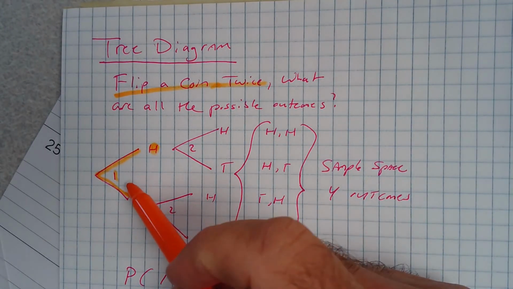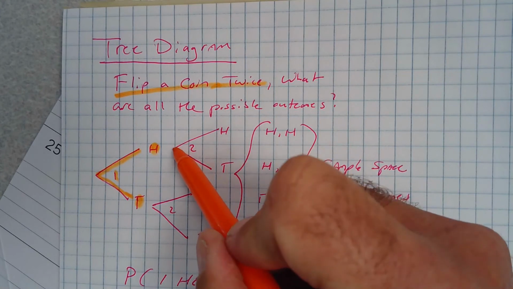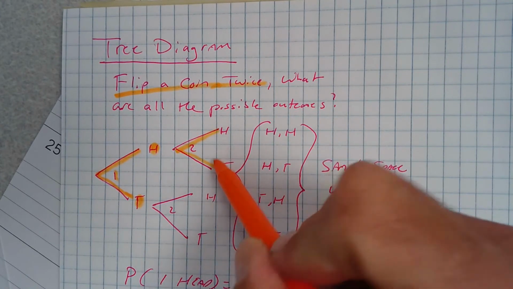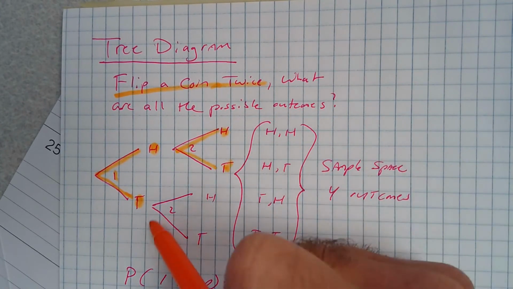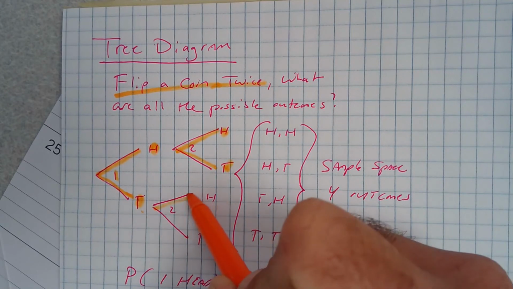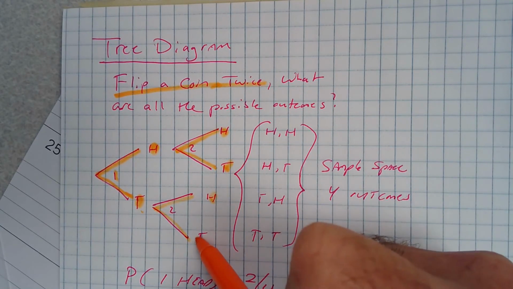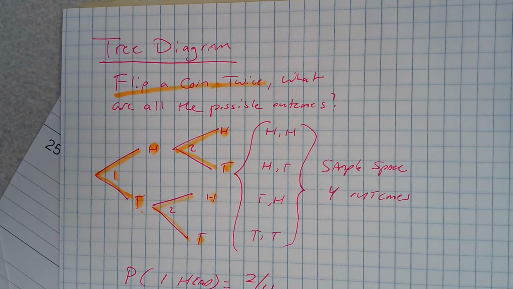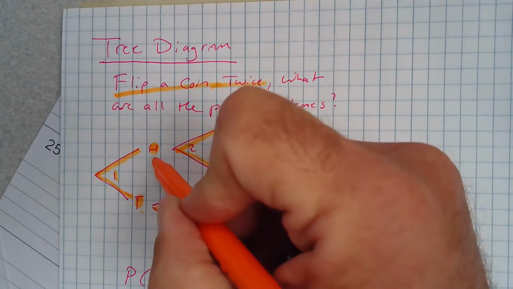Now, it doesn't matter what I flipped the first time, but I know when I flip the second time, it's either going to be a head or a tail. And if you did tails the first time, again, it could be heads or tails. So what we're going to have here are 4 outcomes.